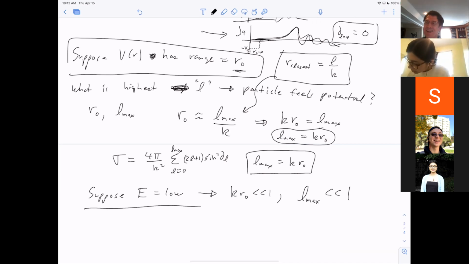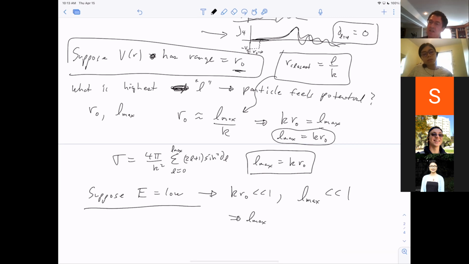And how many L's are there less than 1? How many? Tell me. There's no L, right? Well, actually there is. It depends on how you define that. There is one L that's much less than 1. What is that L? Is it just L equals 0? That's right.